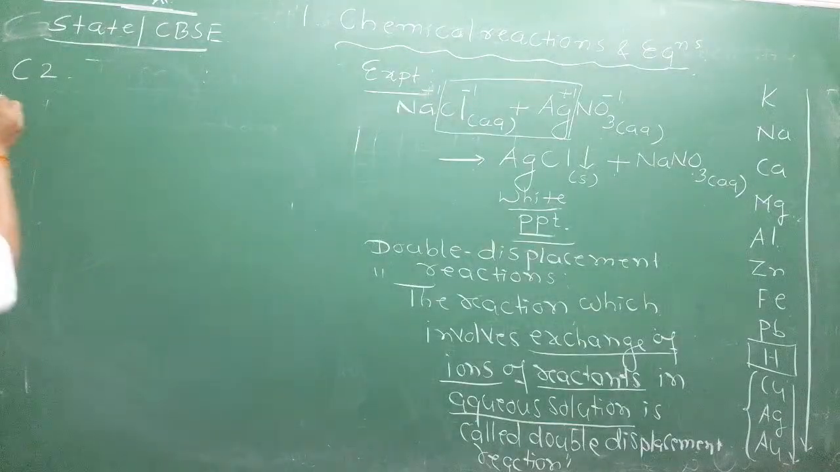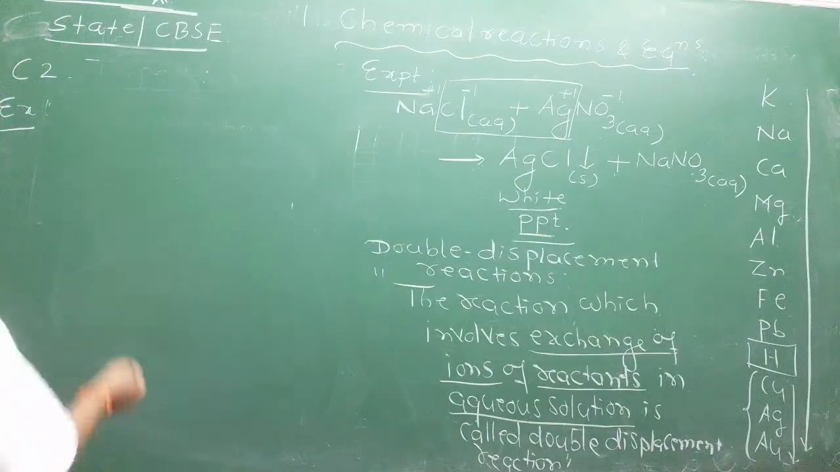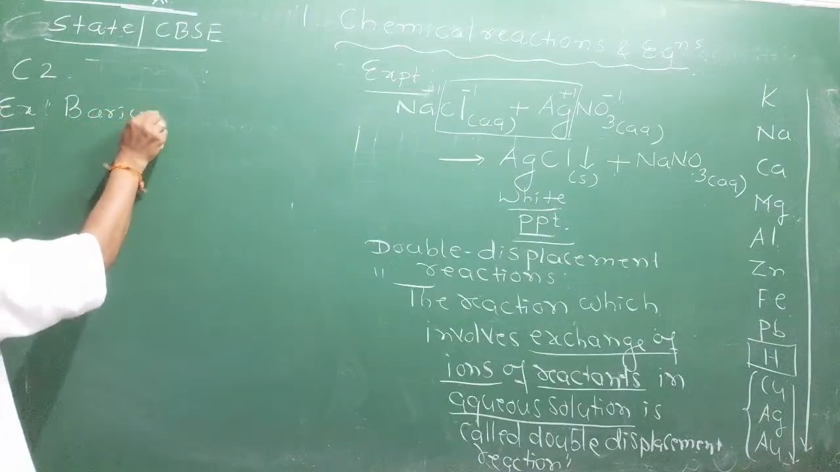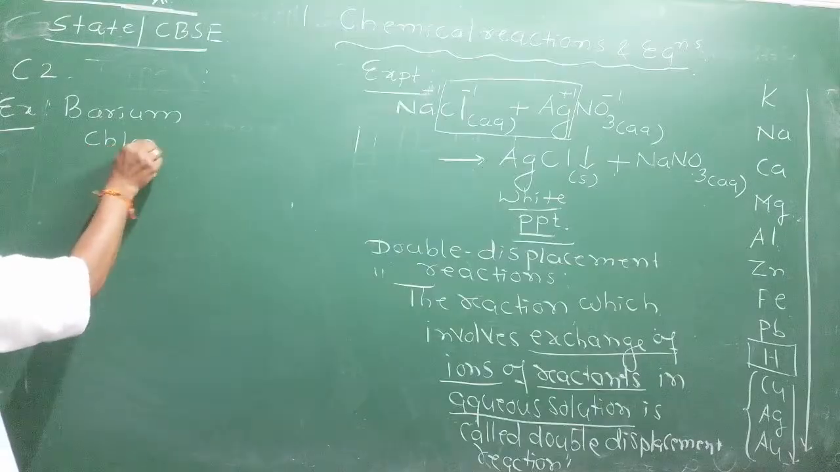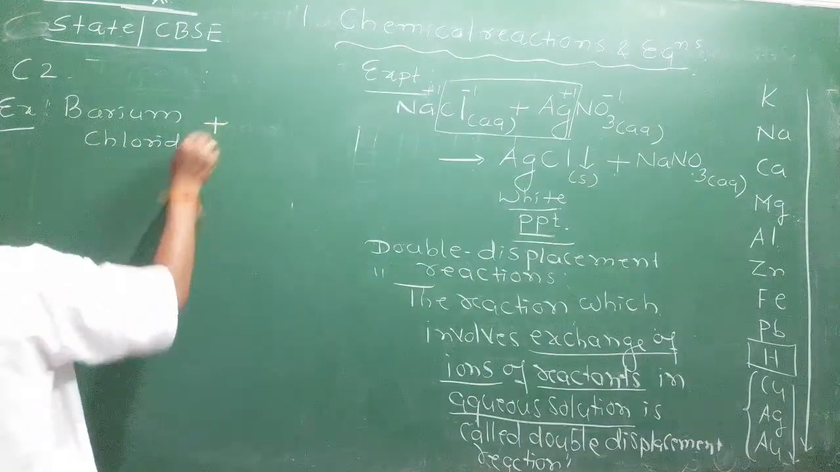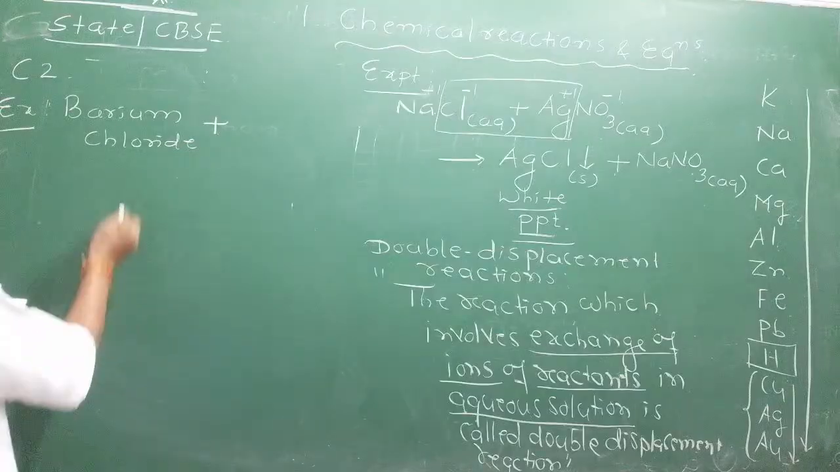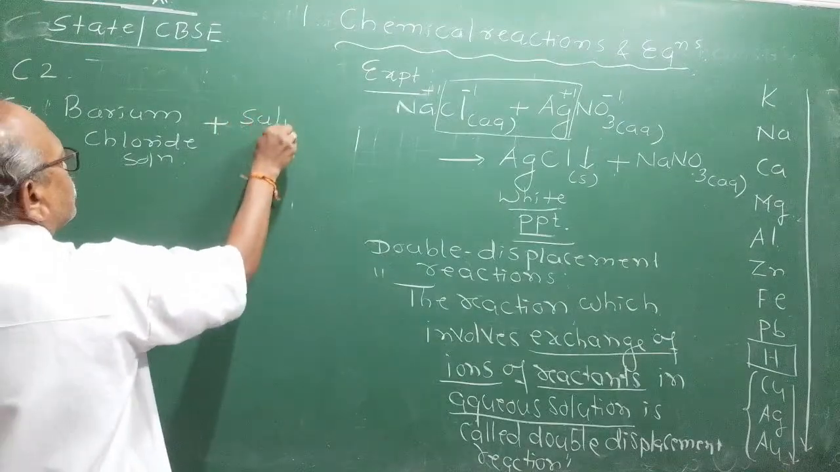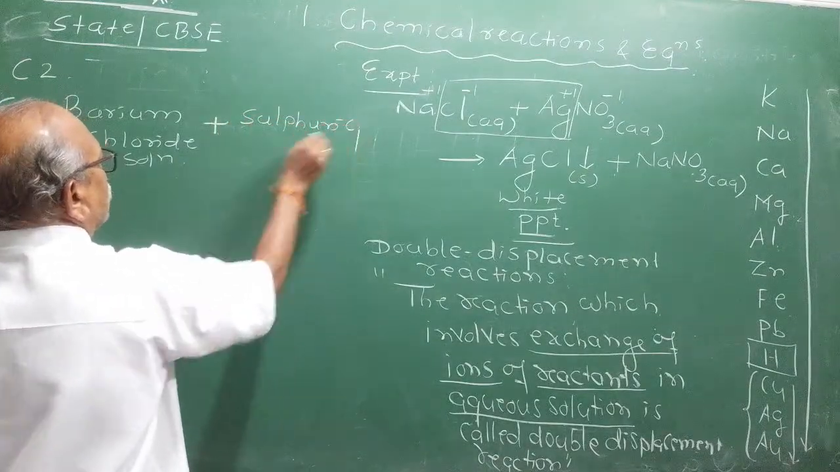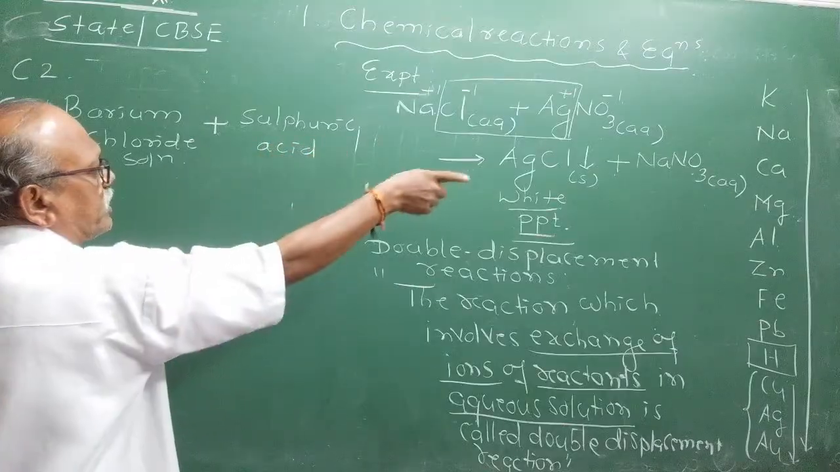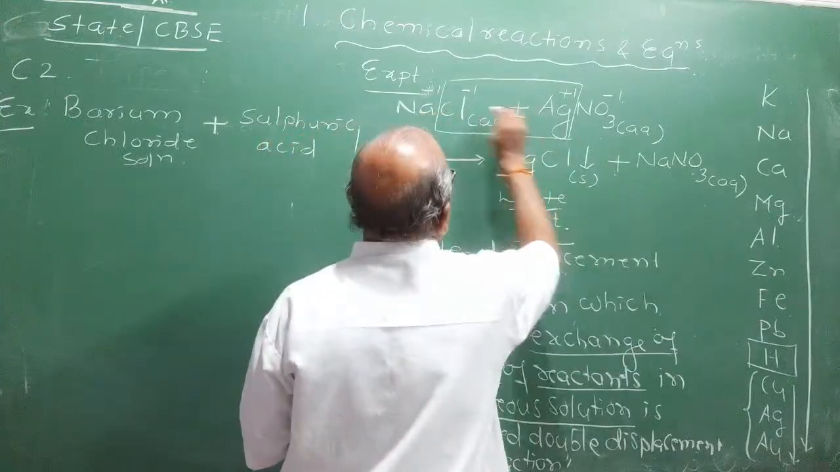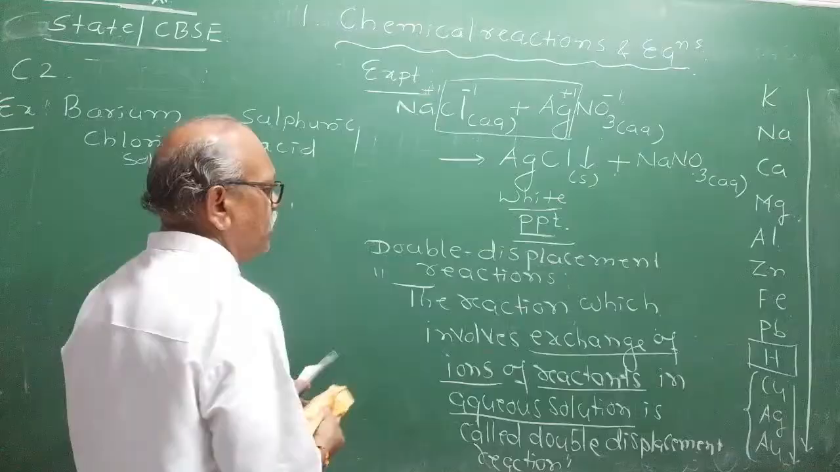Now I will give a few more examples, verbal reactions. I will write verbal equations and give you time, you write and then verify. Barium chloride solution, aqueous solution, when mixed with sulfuric acid. Check whether the equation is balanced. Easy: Cl balanced, Na balanced, NO3 balanced, and the equation is balanced.